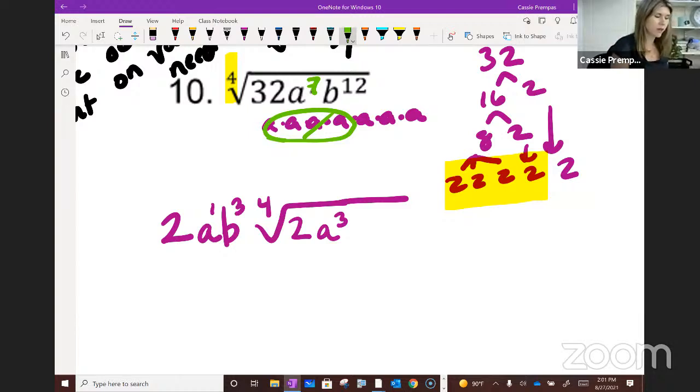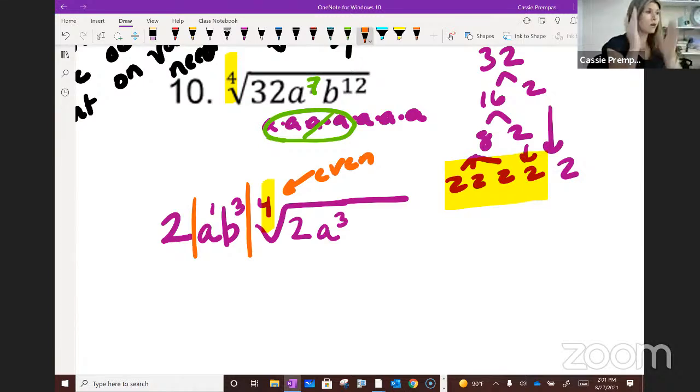Should I have absolute value in this case? Is it an even root? Yes, it's even. So that means, ooh, I do need absolute value. When the variables have what type of exponent? Odd. So this and this should have absolute value around it. You could have 2 absolute values, or you could just have 1 around it to group them. But you do need absolute values when you have odd exponents. So this is an odd exponent.